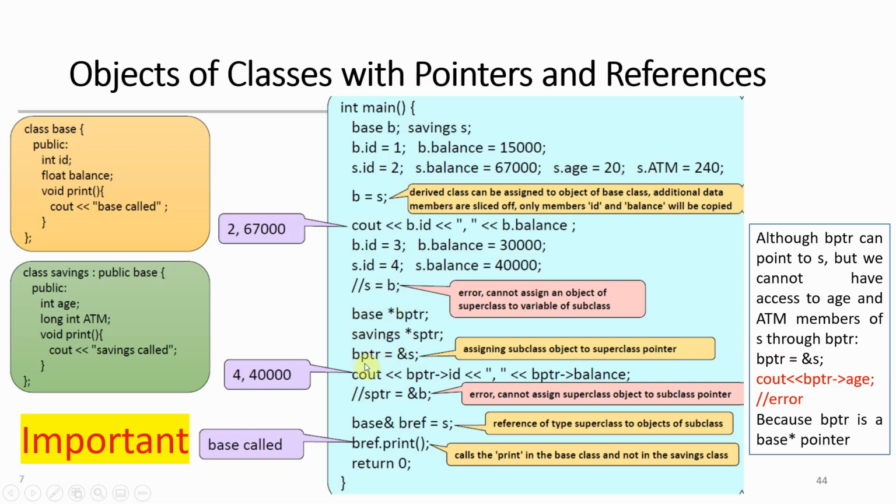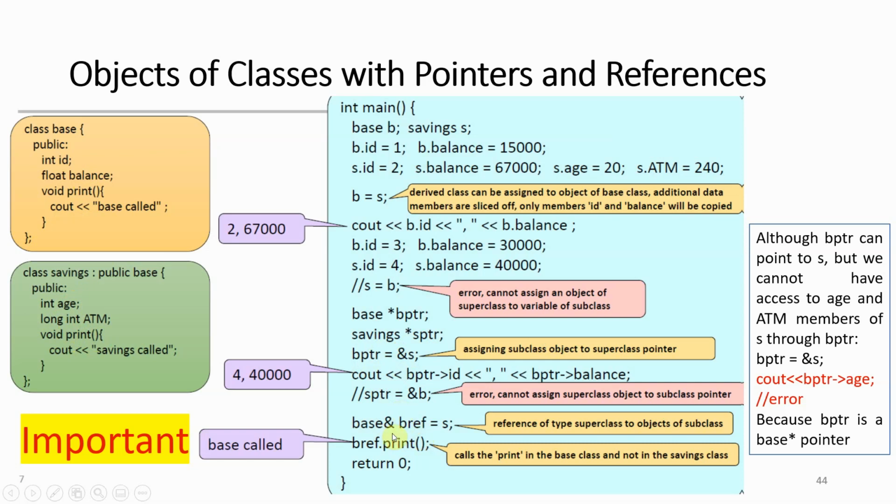So using BPTR, you cannot have access to extra member variables that are only inside class savings. You can have access to ID and balance and this print function, but you can't have access to age, ATM, and the other print function. So this is very important to note here.